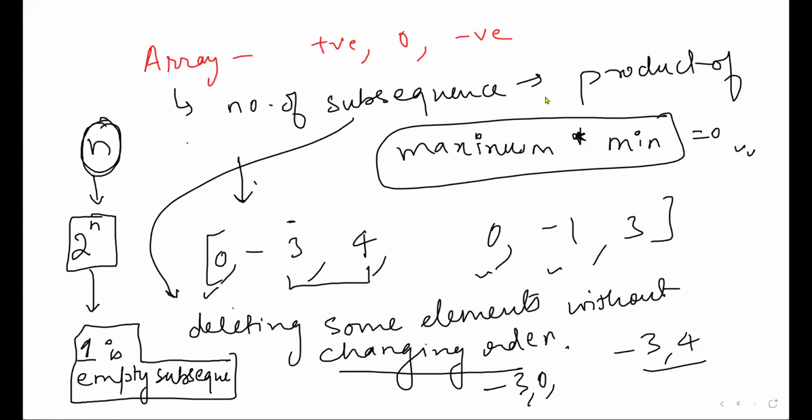Great. Okay, we got an answer from Shruti also. I'll write this array on the next page. 0, minus 3, 4, 0, minus 1, 3.